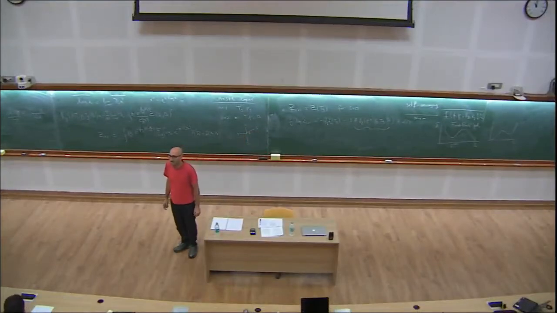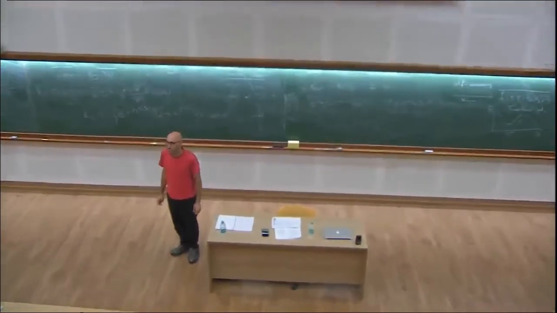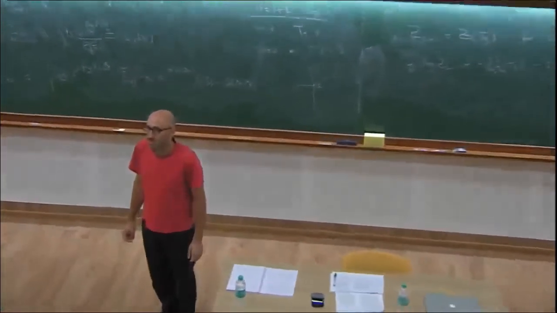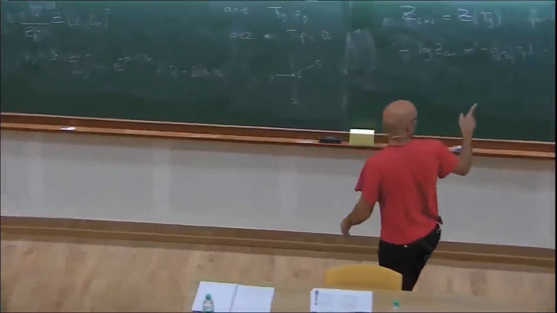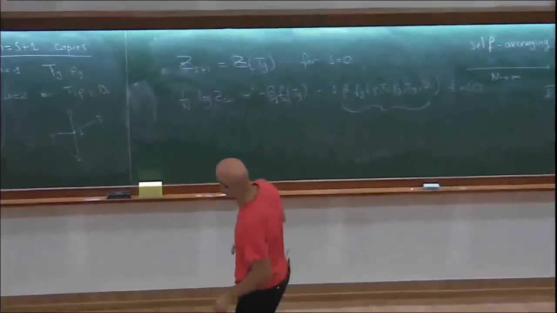Can you write the microcanonical like partition function for the D again? Because I have a question about that. Ah, sorry, I erased it.